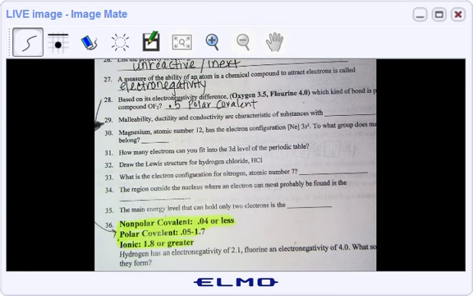Number 29, malleability, ductility, and conductivity are characteristics of substances with metallic bonds.